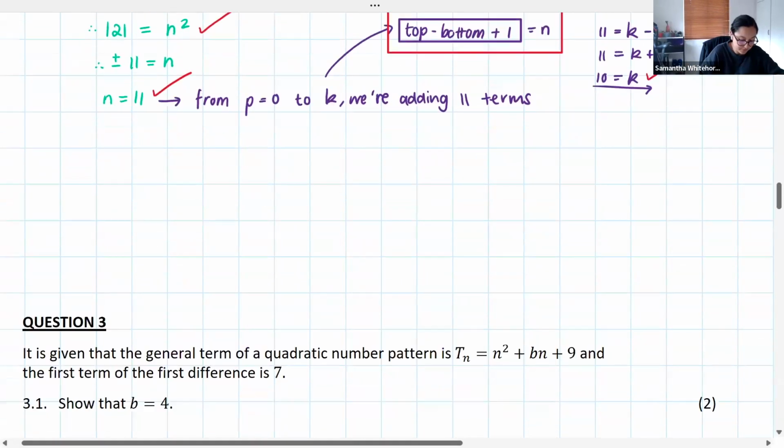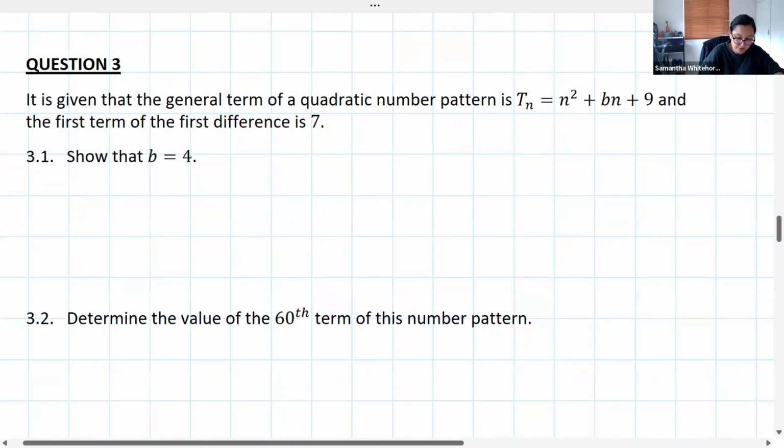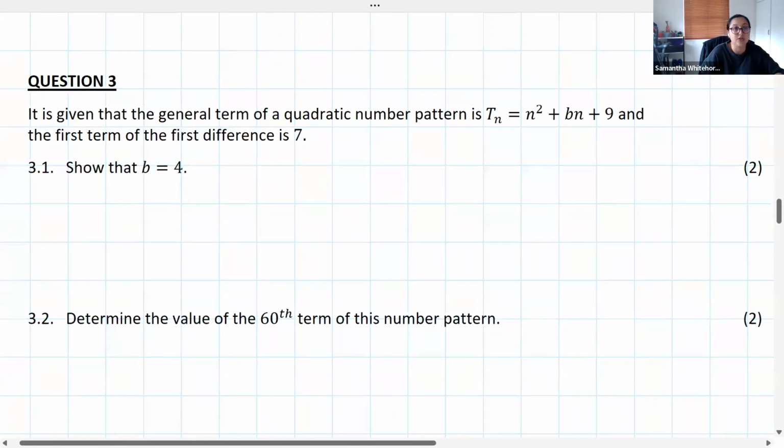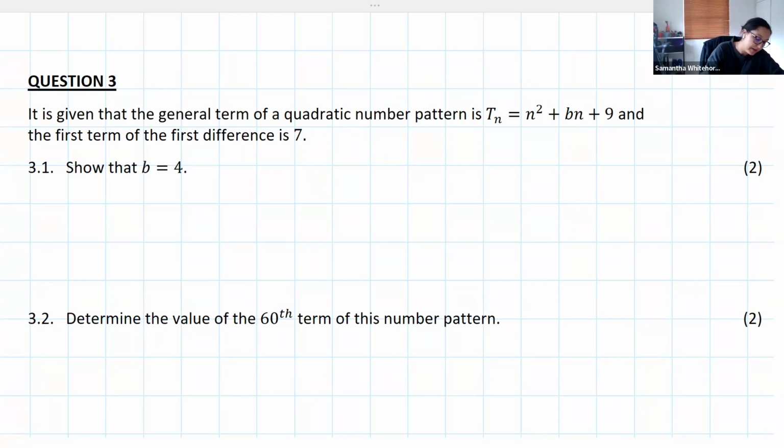Alrighty. So if we have a look at question 3, and again, break down what the question is saying to you before you actually get into the individual sub-questions. It is given that the general term of a quadratic number pattern is T of n is equal to n squared plus bn plus 9. And the first term of the first difference is 7. Okay, so there's a fair amount that we need to unravel there. And if we read it carefully, we should be okay.